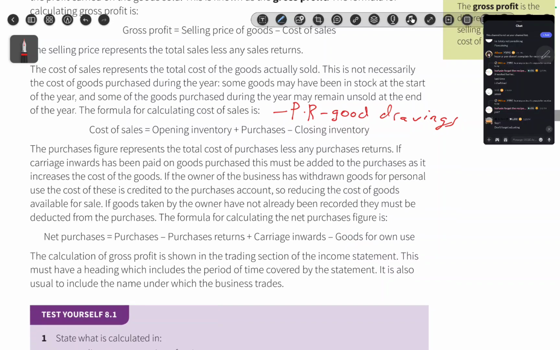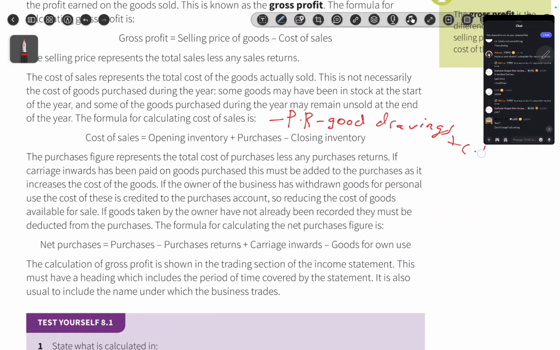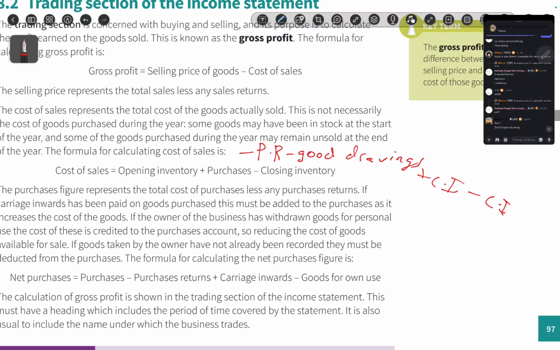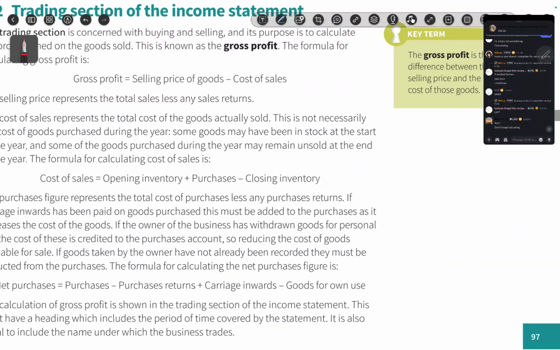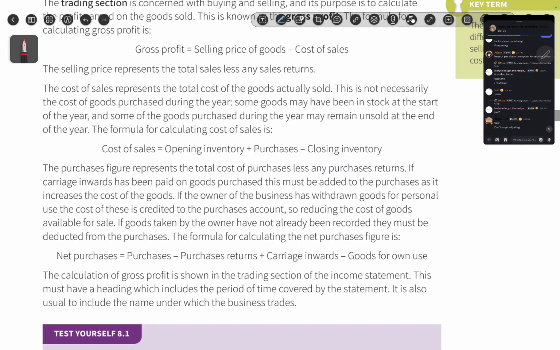All right. Opening inventory plus purchase minus purchase returns minus drawings plus carriage inwards and minus closing inventory. So plus carriage inwards because it's an expense of bringing the goods into your business, and that adds to your cost of sales, because to sell the goods you needed to bring them to the business, and it's a cost. Okay, very much common sense.